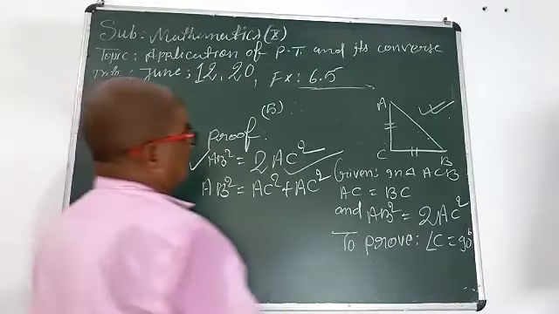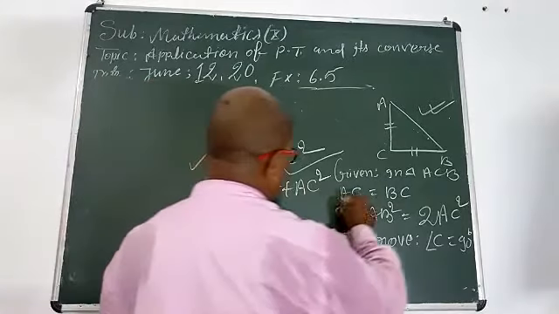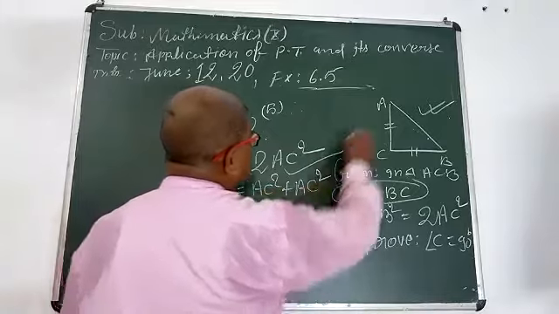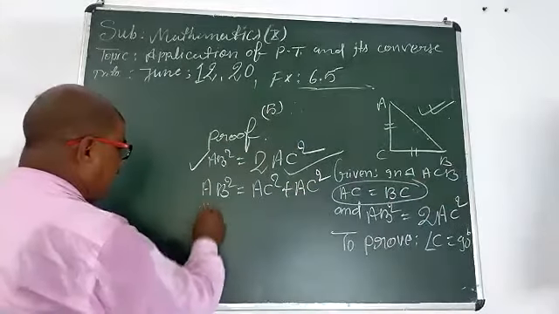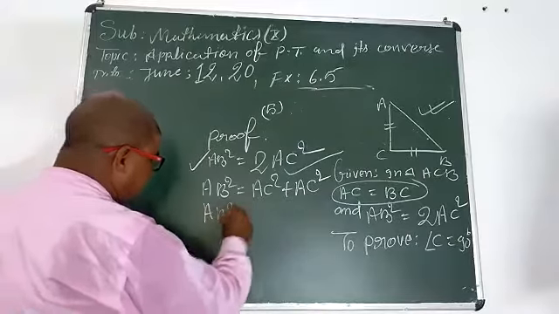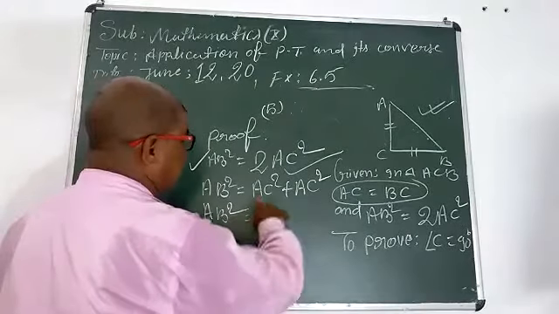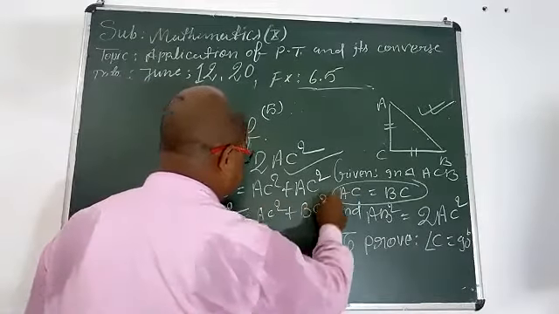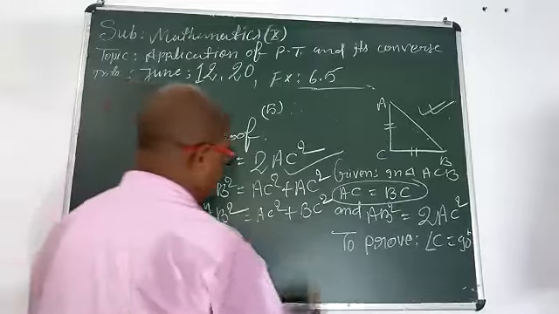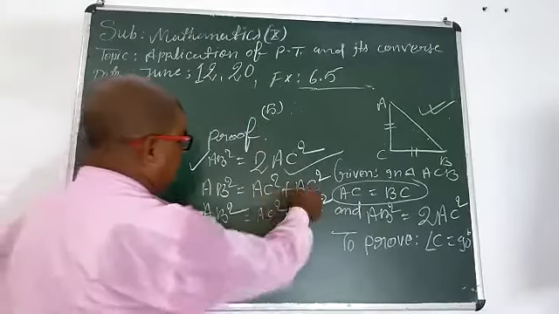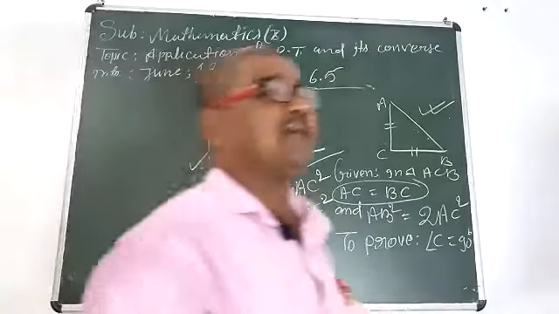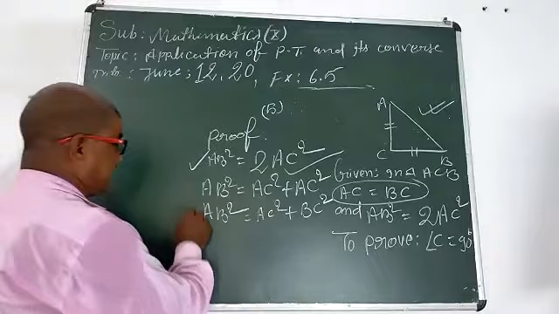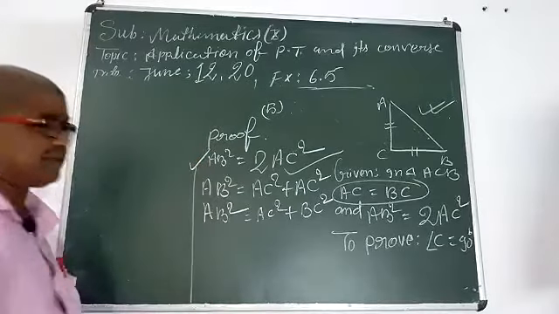Now think of the first given point: AC equal to BC. Now you can readjust it. AB square equals AC square plus BC square. You are writing AC square plus BC square instead of AC square plus AC square. Now you should think about the converse.